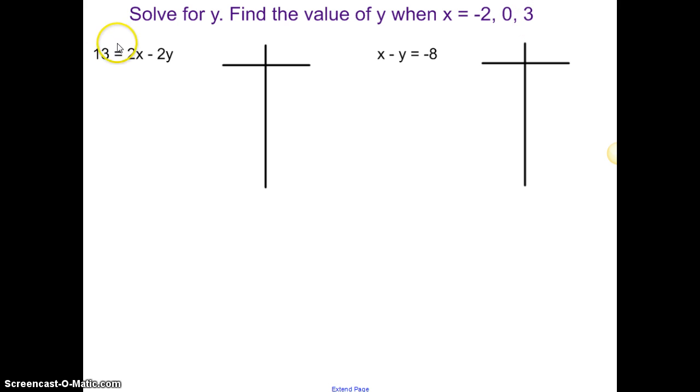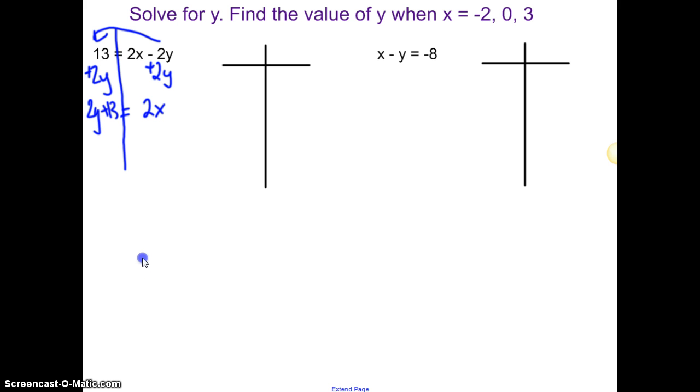Now, solve for y, then find the value of y when x equals negative 2, 0, and 3. I'm pretty confident you can do that. Here we go. Hey, stuff is not on the right side right now. How about this? What do you want to do? There's several ways. Is it all right with you if I move the 2y over to here because I like that better? How do I move the minus 2y? Plus 2y. So now I've got 2y plus 13 equals 2x.